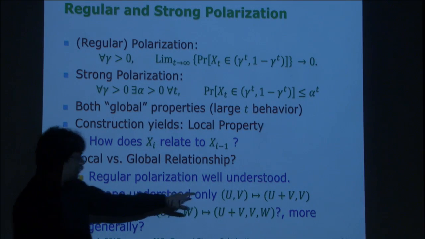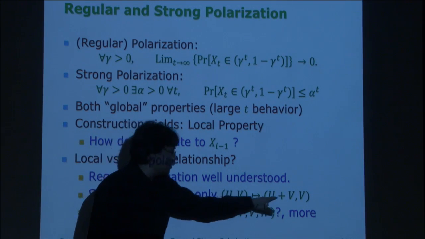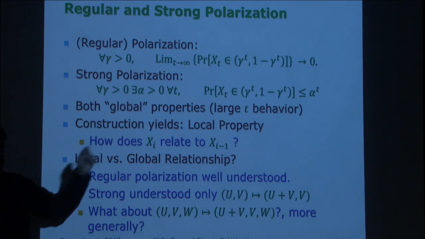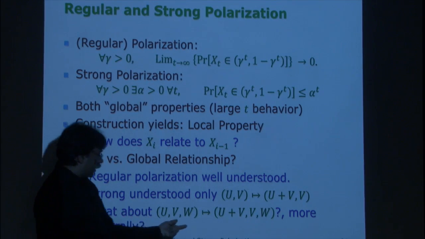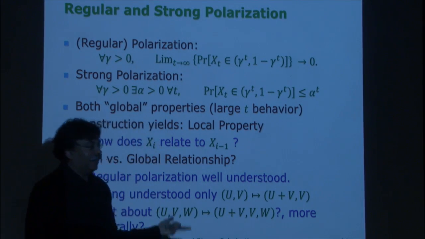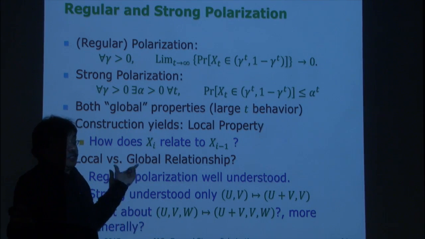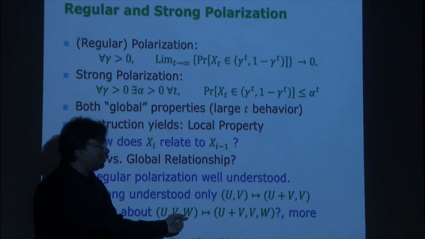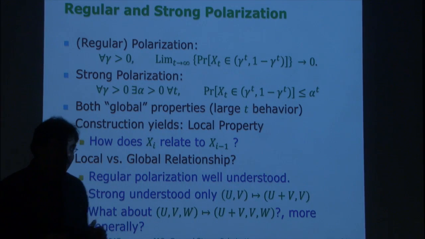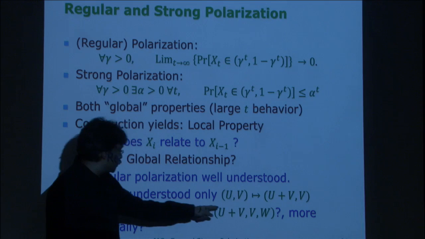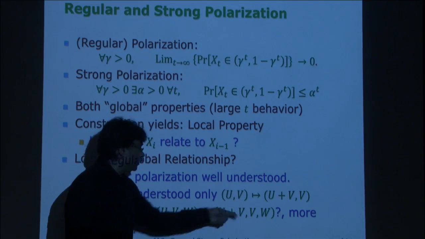If I wanted to ask the question, what happens to (U, V) going to (U plus V, V), this is exactly the transformation that Guruswami and Xia or Hassani et al. analyzed. Now, clearly this is much weaker, but mathematically you could ask this question too. What if I instead started with three bits and produced three bits which are somewhat polarized? What are these three bits? U goes to U plus V, V goes to V, and W goes to W.